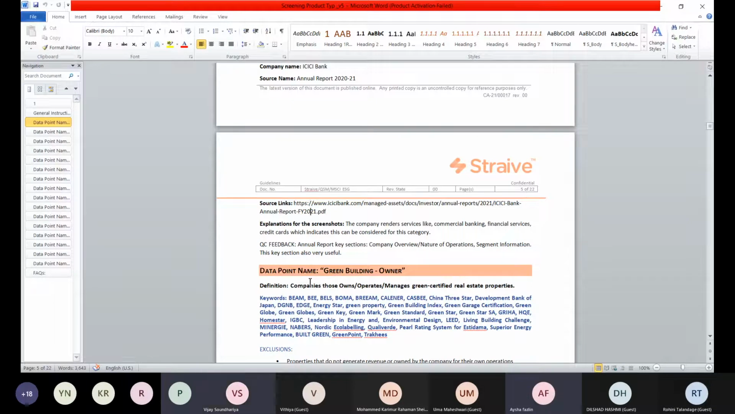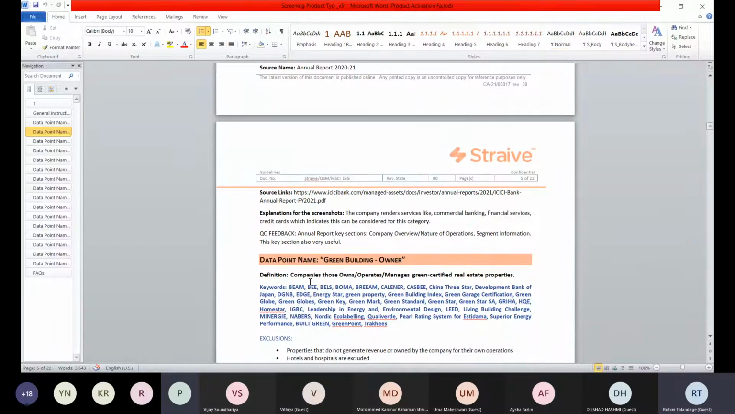No, ma'am. Yeah. So now the second data point we have is green building owner. Now, does anyone know what a green building is? Does anyone have any idea what a green building is? If you know, you can say yes. If you don't know, you can just search in Google and tell me. Not a problem.